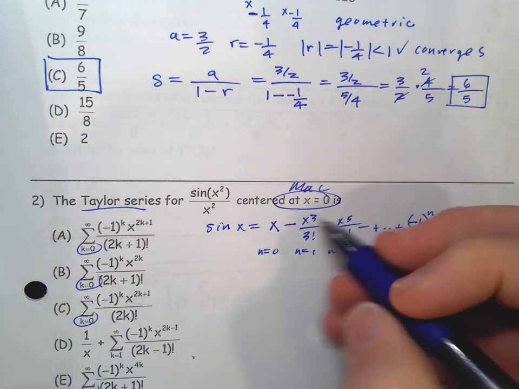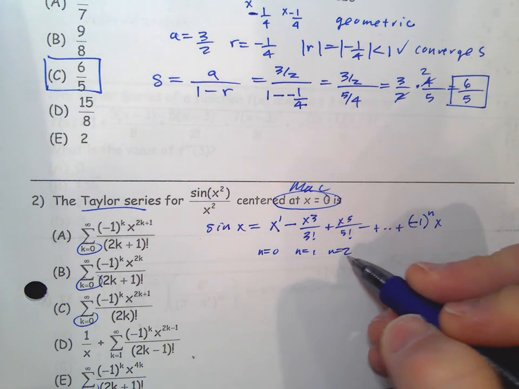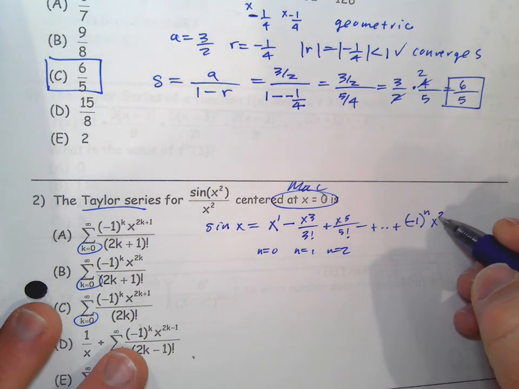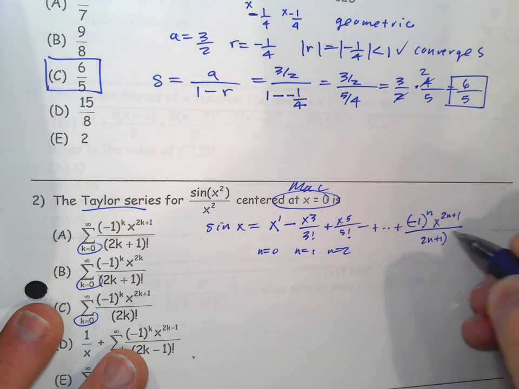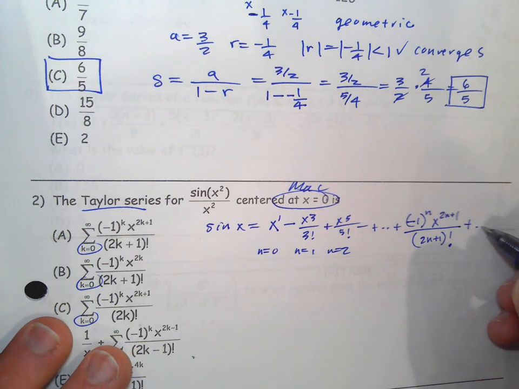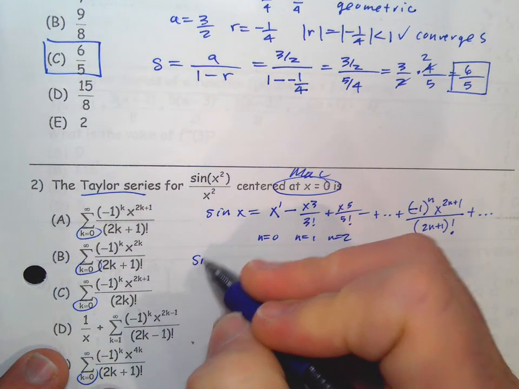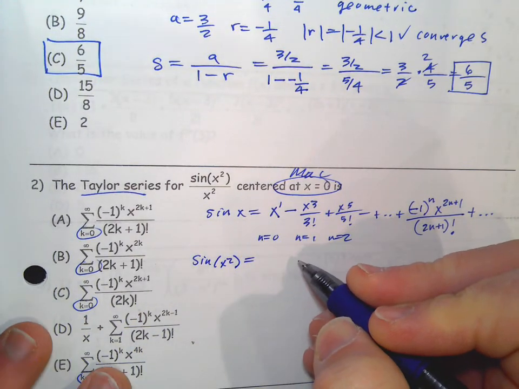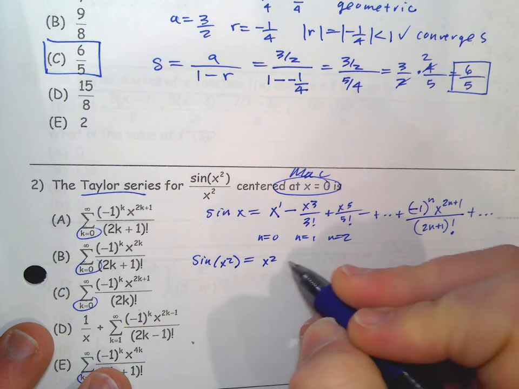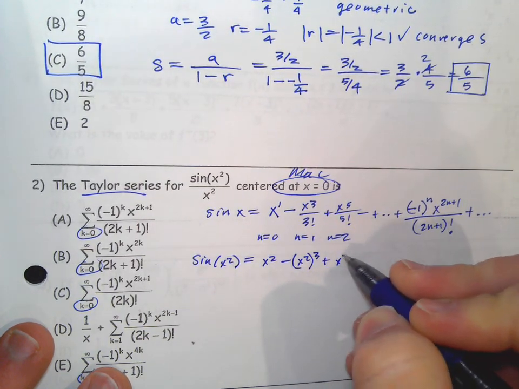I think it's easier to just do 2 times plus 1, 2 times plus 1, 2 times plus 1. 2n plus 1. Same thing on the bottom. 2n plus 1 needs to be in parentheses, factorial. So that's a sine series. So if we do sine x squared, then we're just going to plug x squared in everywhere we see an x. Now, it needs to be in parentheses.